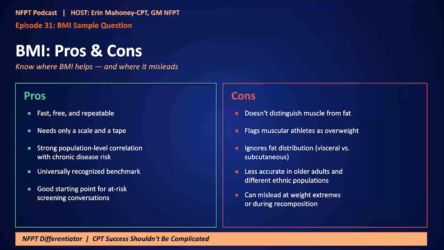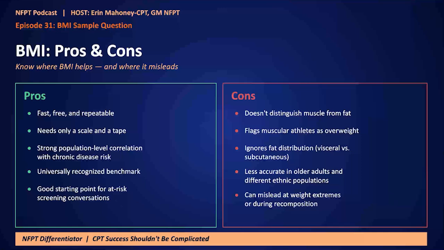What are the pros of BMI? First of all, it's fast, free, and repeatable. It's just the height and the weight, and you can see where a client falls very quickly through an internet search. You only need a scale and to know how tall somebody is. You don't have to do circumference measurements. You don't have to do skin fold testing, none of that.